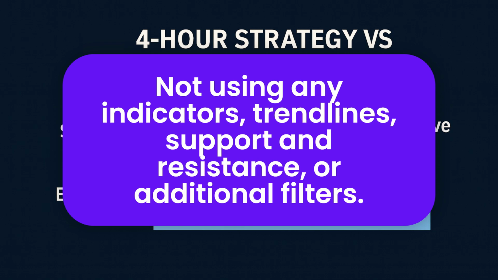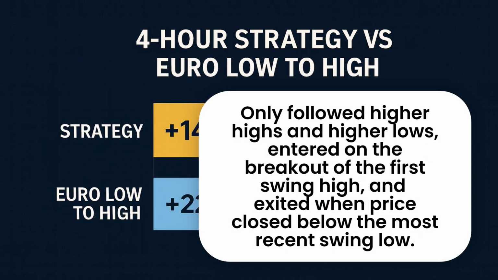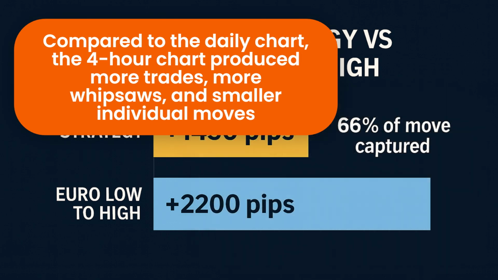We simply followed higher highs and higher lows, entered on breakouts, and exited when price closed below the most recent swing low. Compared to the daily chart, the 4-hour chart produced more trades, more whipsaws, and smaller individual moves, but it still managed to capture a large portion of the overall trend.